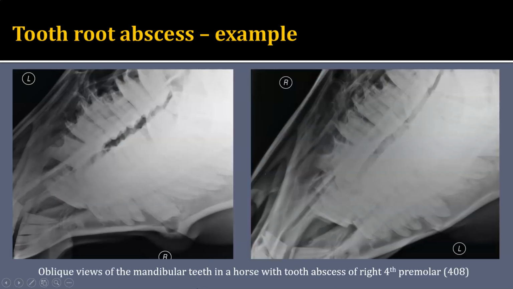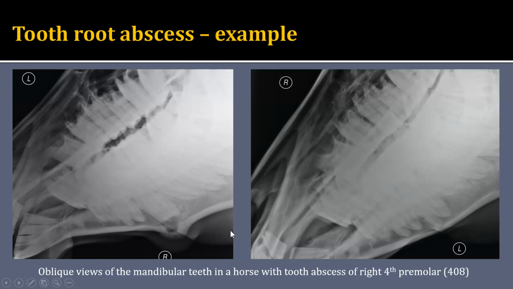Here's just an example of a patient that actually has a tooth root abscess of the mandibular teeth, because you're going to identify that a lot as well. In this patient on the left side is a left over right oblique, so we're looking at the right mandible, and on the right side is a right over left oblique, so we're looking at the left mandible. And this patient was presenting probably for a swelling on his jaw.